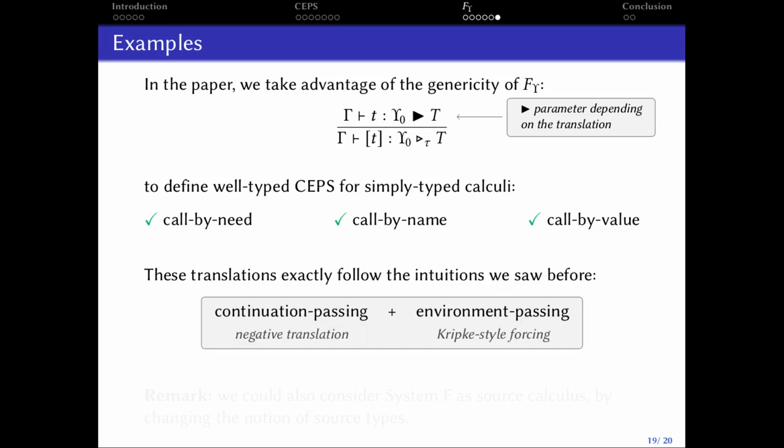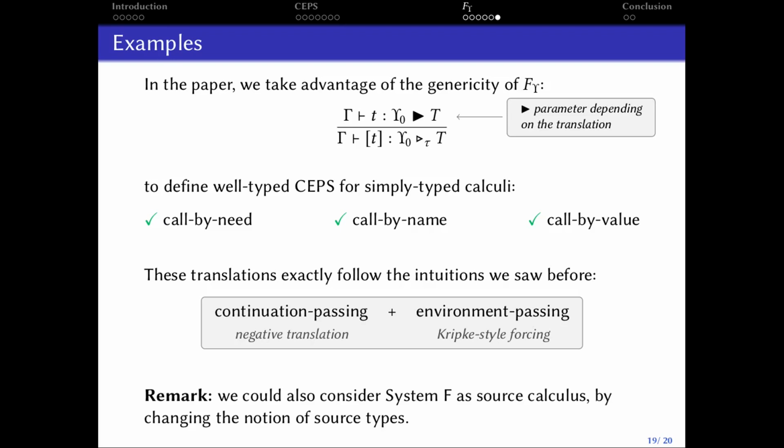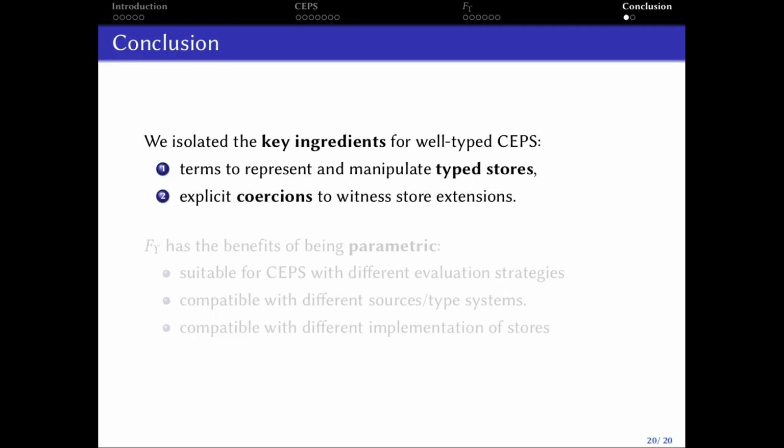All these translations follow exactly the intuitions we saw before, so we have a continuation passing part mixed with an environment passing part, and the environment passing part is corresponding somehow to a crypto style forcing. And we discuss in the paper the possibility of considering different inputs, so no longer simply type calculus, but for instance system F, and this should be okay just by using the usual forcing translation for system F.